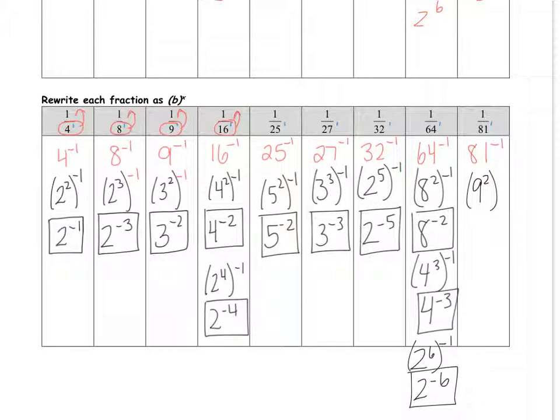81, there were 2 answers. 9 squared to the negative 1, so 9 to the negative 2, or 3 to the 4th to the negative 1, which is 3 to the negative 4 power. Okay, now let's put this all into play and actually answer some questions.